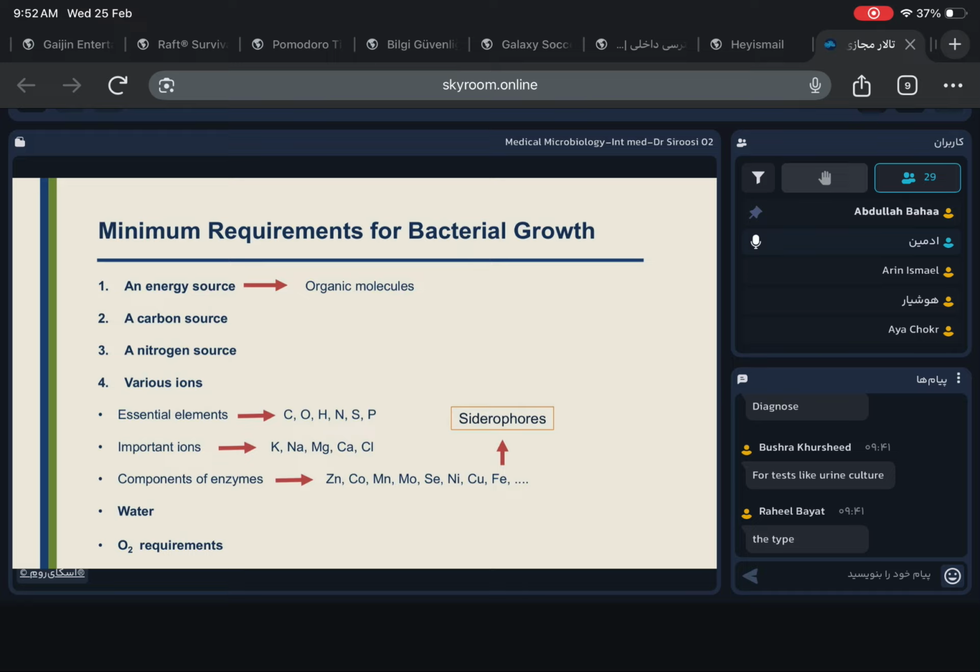So as you can see, if you want to grow bacteria in the laboratory, you need to make sure that if they need molecular oxygen, you provide them with the oxygen. If they don't need molecular oxygen, you need to remove the molecular oxygen from the environment so that those types of bacteria are able to grow.